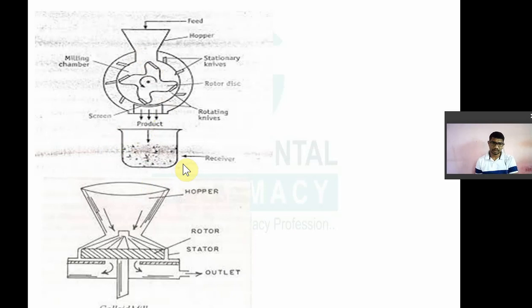So this one is a colloidal mill. Here it is a stationary stator, that is a stationary plate, and this rotor is a moving plate. There is only a small gap over here. You can see this gap. This is known as an orifice between the stationary and rotating plate. That will decide the product size.